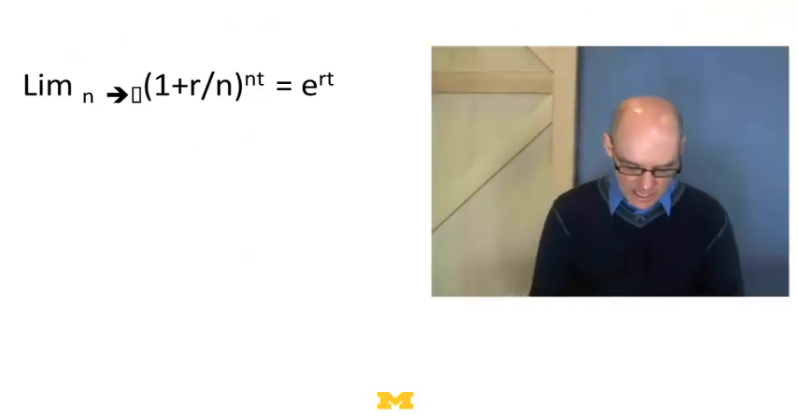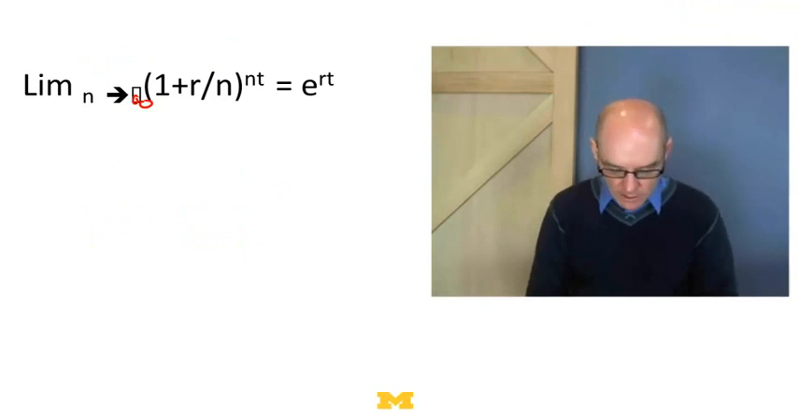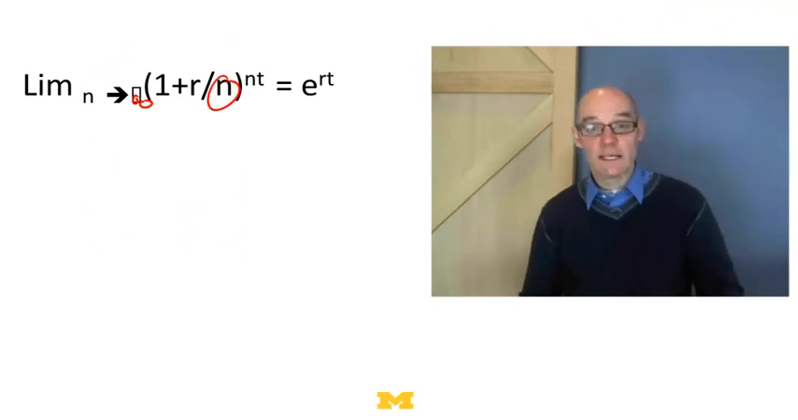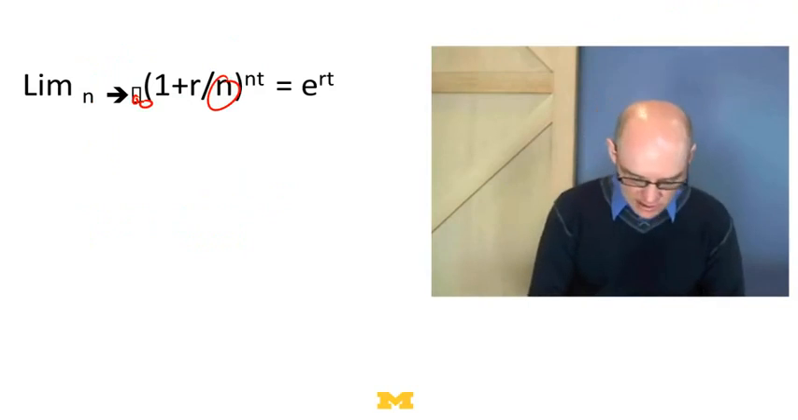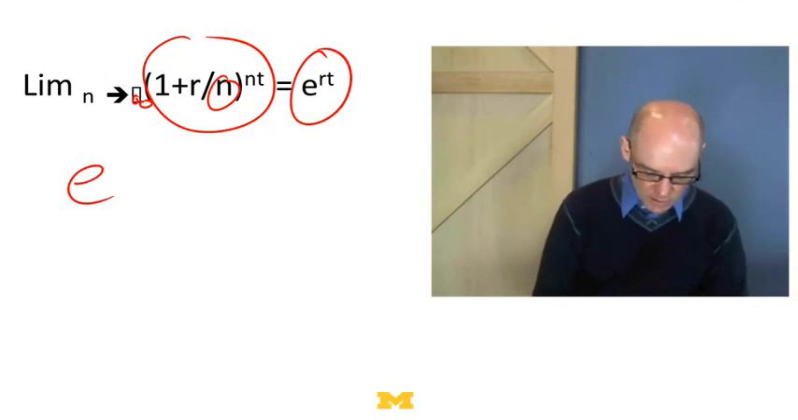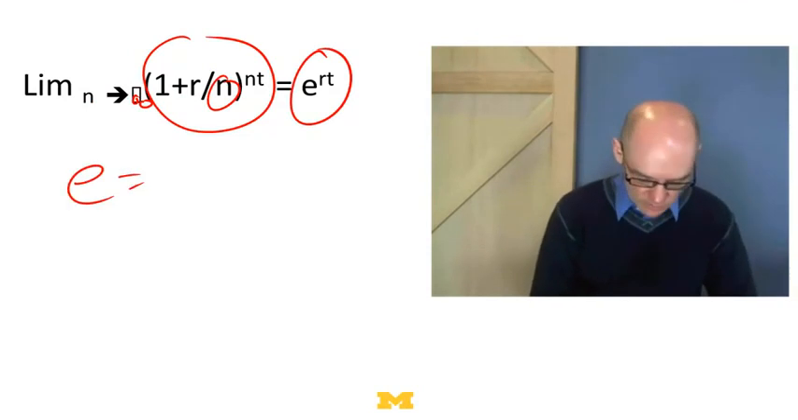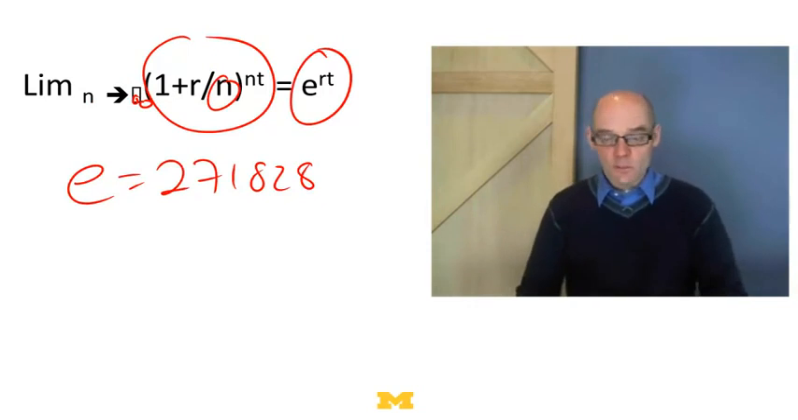It turns out if you have this formula, and this should be an infinity here, if you have the number of periods go to infinity, so if you're doing it infinitely fast, then what happens is this formula, 1 plus the interest rate over n raised to the power nt, just becomes e to the rt. And remember, e was that number, Euler's constant, which is 2.71828. So why do we do this? Why do we do all this math?